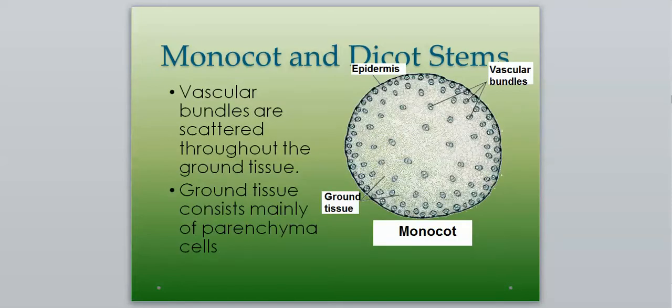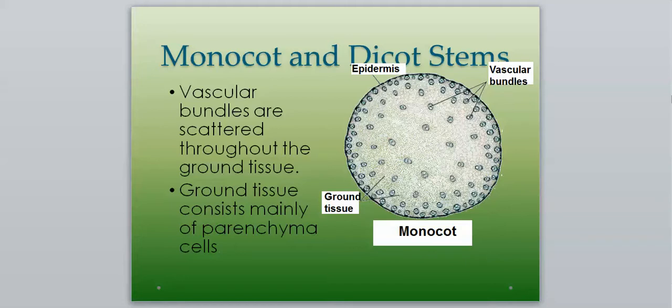So here is a cross-section of a monocot stem. We can see that the vascular bundles are scattered throughout the ground tissue. So each one of these little circles in here is a vascular bundle, our xylem and our phloem. Our vascular bundles are labeled here. And then we can see the epidermis is going to enclose each one of those vascular bundles. And then the ground tissue consists mainly of parenchyma cells. So we can see the rest of this filler area. Anything that's not a circle is going to be our ground tissue made of parenchyma cells. And that is it for the monocot cross-section.